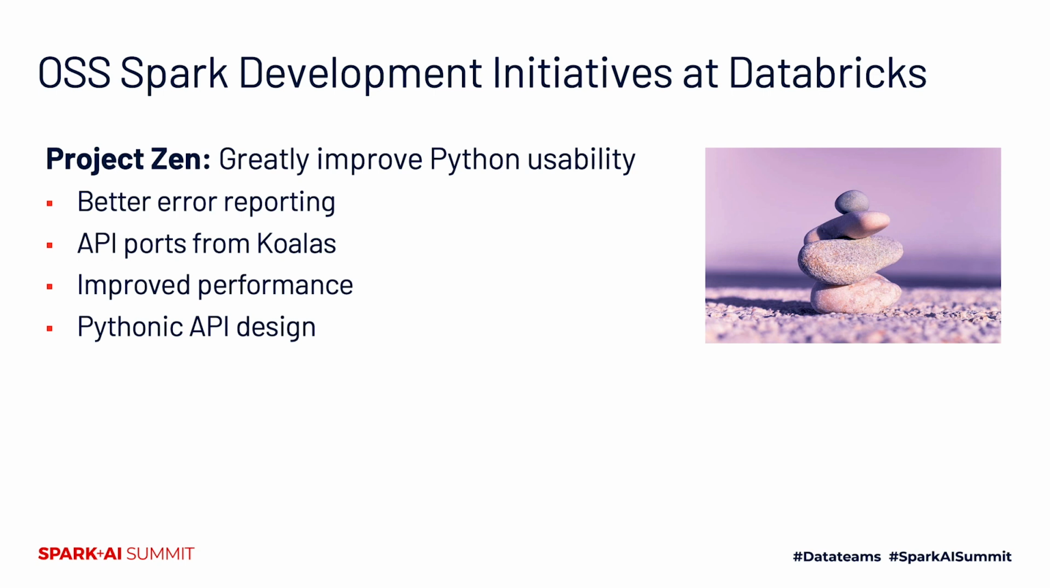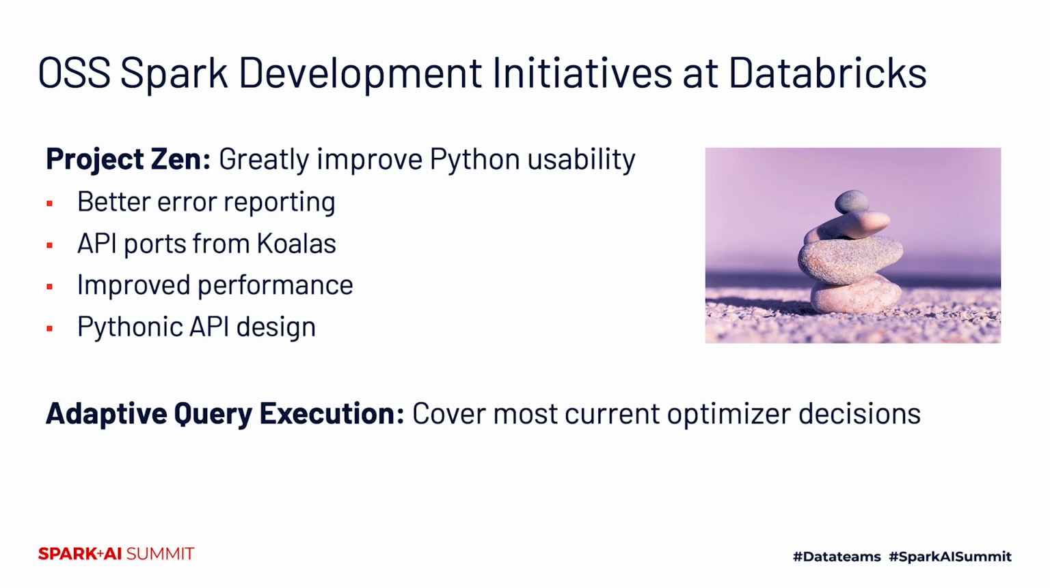So some of the things we're working on are better error reporting, porting some of the API changes from Koalas. We got to experiment with them there, and we think they're useful enough that we want them to just be part of Spark, improved performance, and Pythonic API design for new APIs. I'll give a few examples of what we're doing with this next.